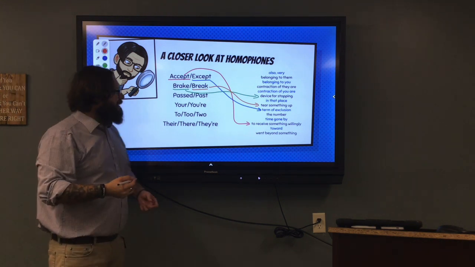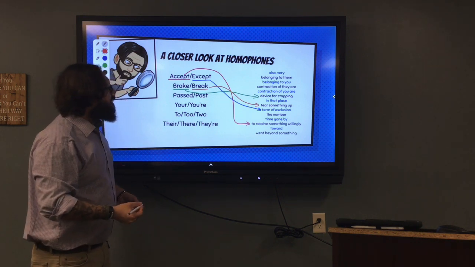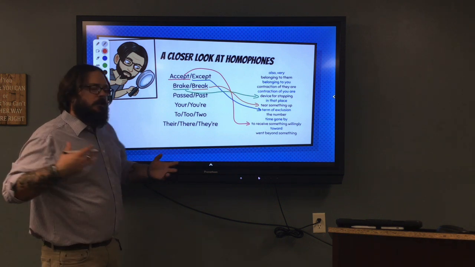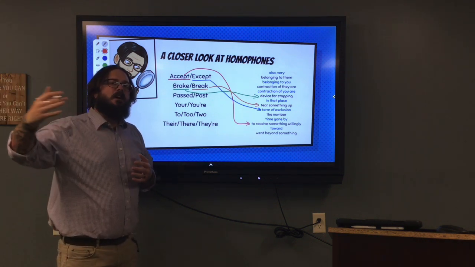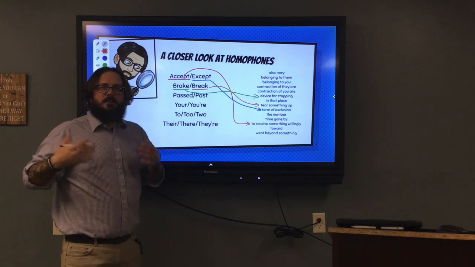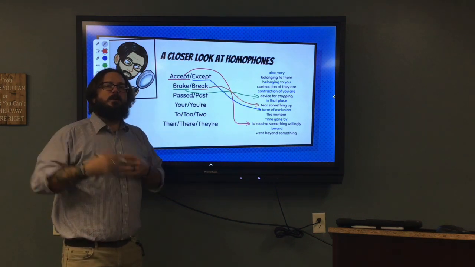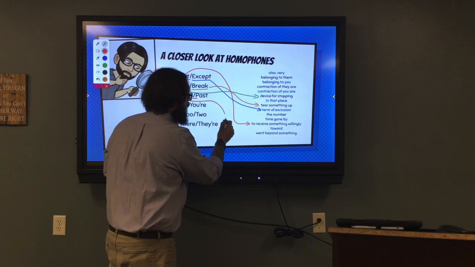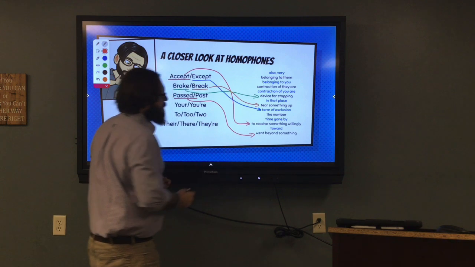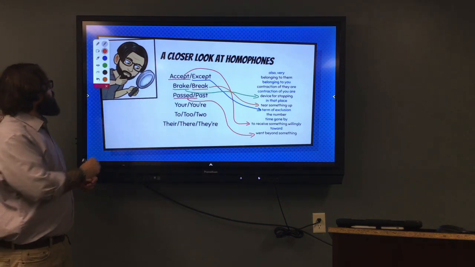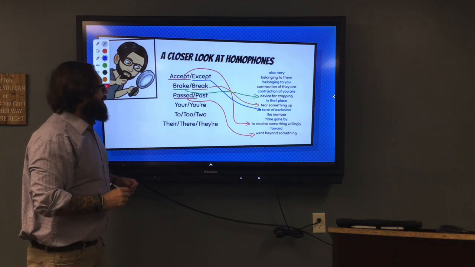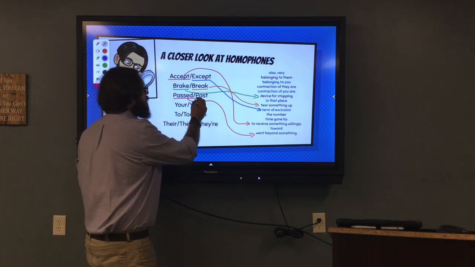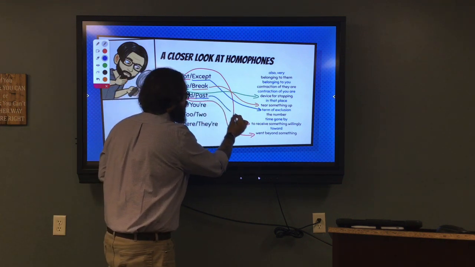Passed, P-A-S-S-E-D. Passed refers to going past something, going beyond something. Passing third grade, passing fourth grade, we've gone beyond those grades. In this case, passed means we've gone beyond something. Past, P-A-S-T, is in reference to time. It refers to time that has gone by.